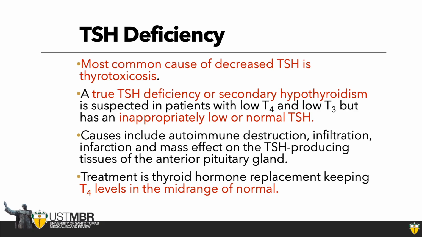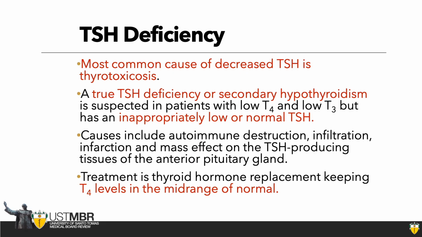one needs to interpret thyroid function tests paired together with the thyroid hormone itself. So a true TSH deficiency or secondary hypothyroidism is suspected if one has low T4 or T3, then you have an inappropriately low or inappropriately normal TSH. It's supposed to go up, it did not. There's something wrong with your pituitary. And there are different causes.